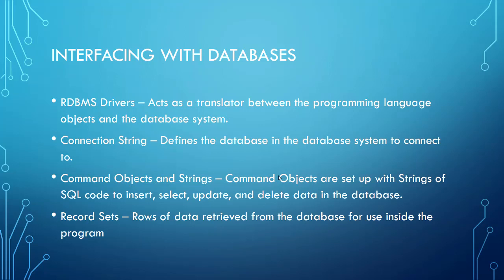Inside of each program, we create a connection string. The connection string defines the database within the database system that we are connecting to. Generally, a database system or database server will have various databases, and we use our connection string to choose which server and which database we are going to be connecting to in order to work with our data.